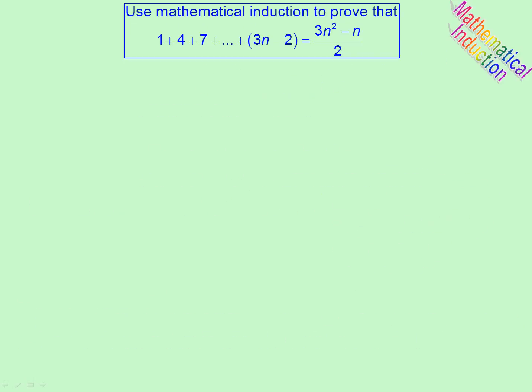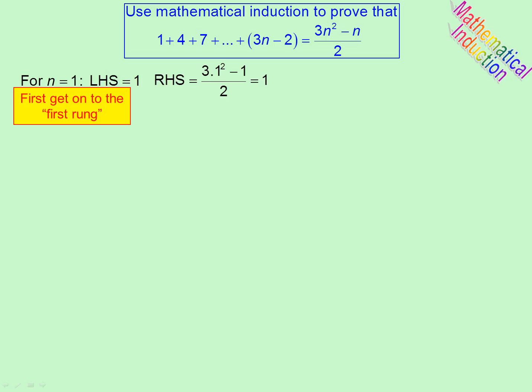Let's do another example. First rung, n equals 1. Left-hand side, the first term. Right-hand side, substitute 1 for n. And we get 1, equal to the left-hand side. True for n equals 1.